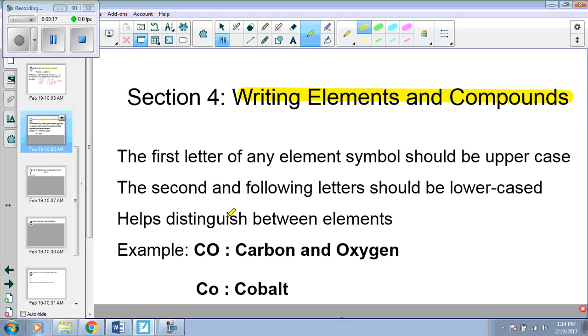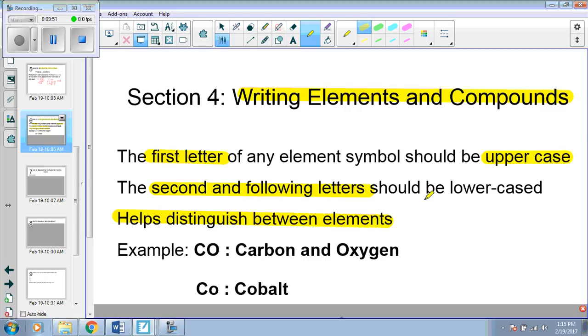So the first letter of any element symbol, no matter what element symbol you're writing, should always be uppercase. Always, always, always. The second letter and the following letter, so like I said, a lot of times you're only going to see 2 letters, but now we're starting to get into those elements that have 3 present, should be lowercase. By doing so, you are distinguishing between the elements present within your compounds.